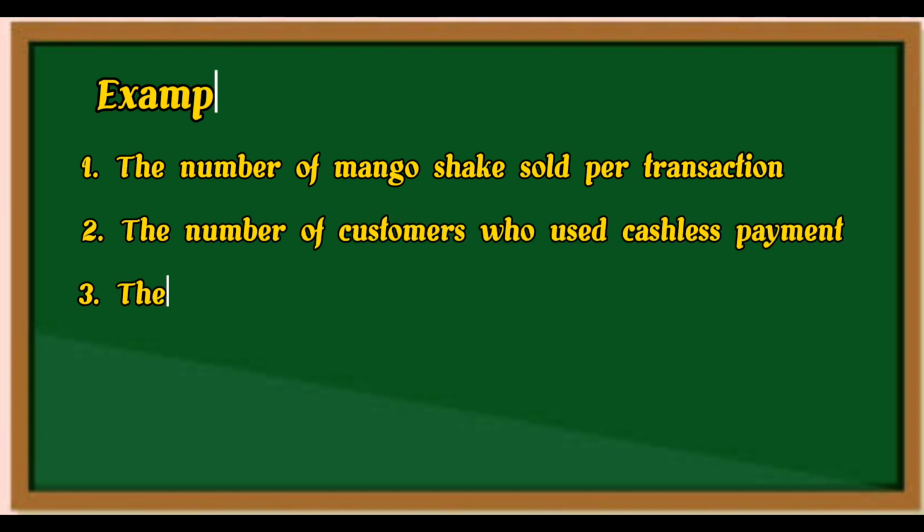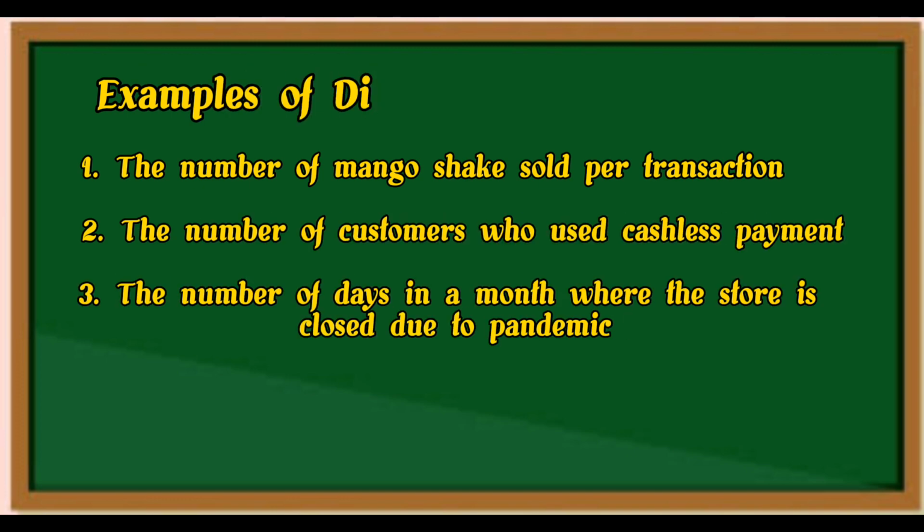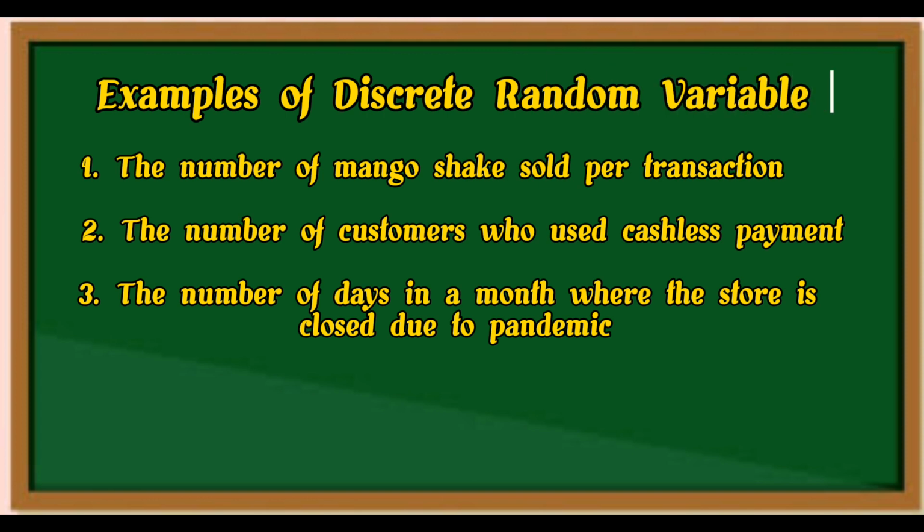So let's recall where we identified from earlier discussion that the following examples are discrete random variables. The number of mango shakes sold per transaction. The number of customers who used cashless payment. The number of days in a month where the store is closed due to pandemic situation.